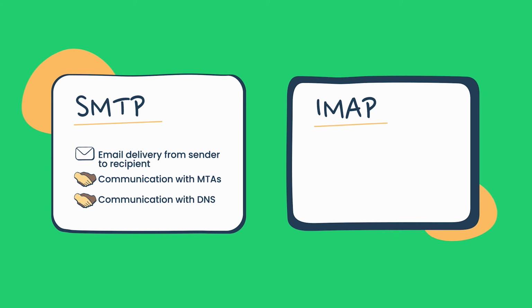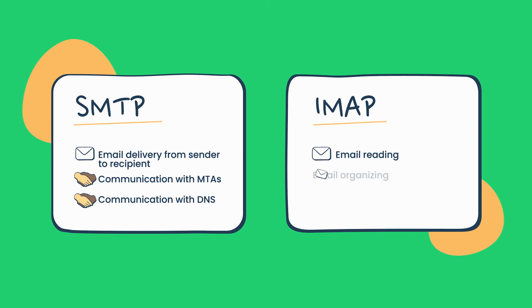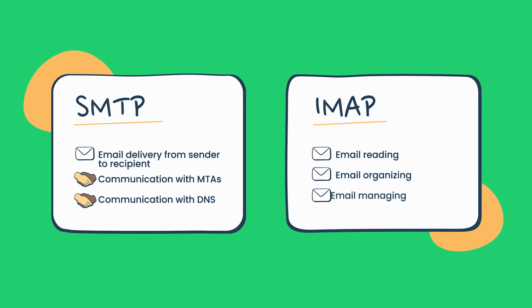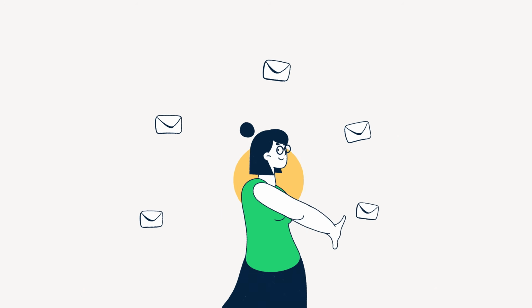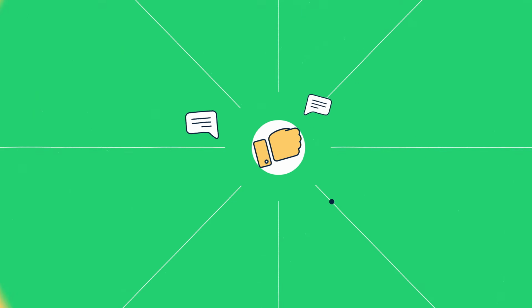When it comes to IMAP, it's there to enable reading, organizing, and managing emails that have already been delivered to an email server. It does not participate in the actual delivery of emails from the sender to the recipient. And that's all for our brief overview of IMAP and SMTP.